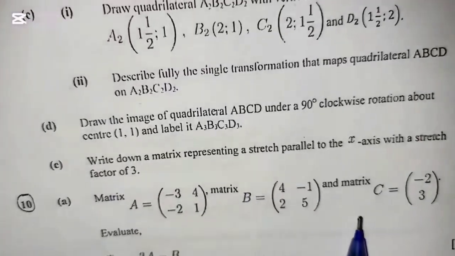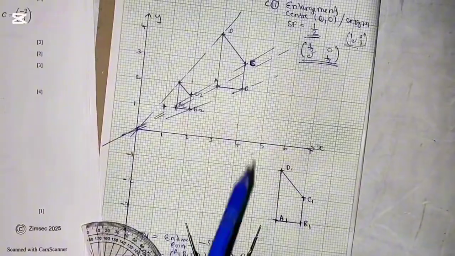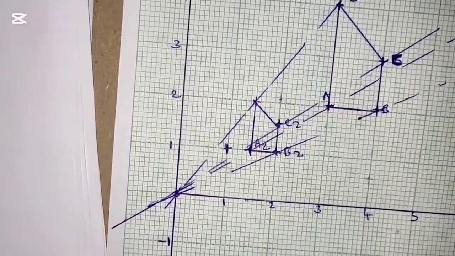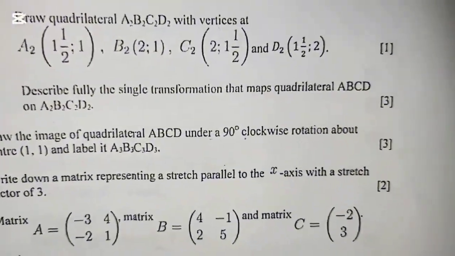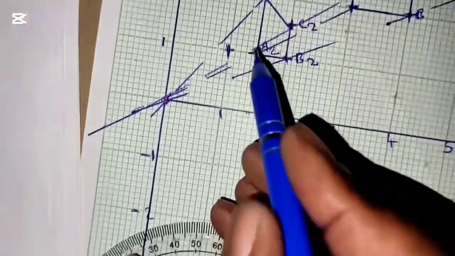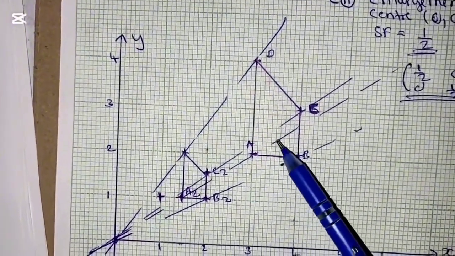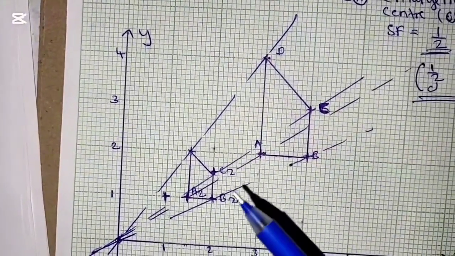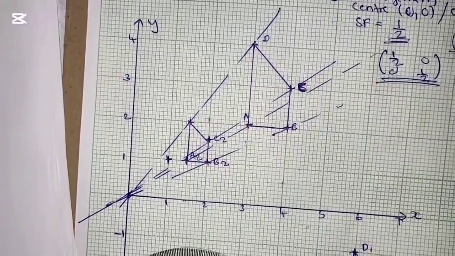So I'm going to take a divider. The center of rotation is 1 and 1, and it's 90 degrees clockwise. So that's our center. So we're going to transform A, B, C, D onto A3, B3, C3, D3, right? So we can take every point and rotate it.